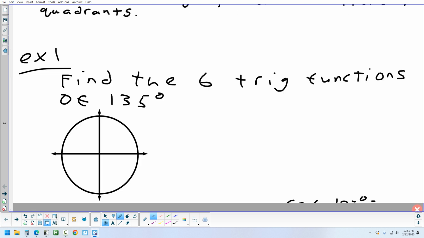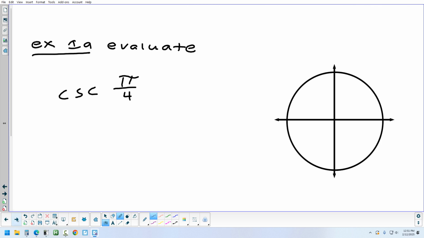All right, let's try this one. Find the 6 trig functions of 135. If it asks for the trig functions, remember we always do it as an exact answer. We'll do the first one with all 6, and after that, I'm only going to ask you for 1, because that's how it's going to be on the test. I'll give you 1 trig function to find, not all 6.